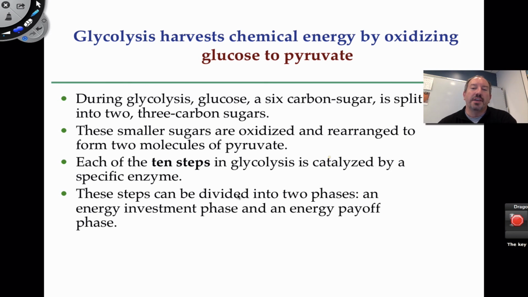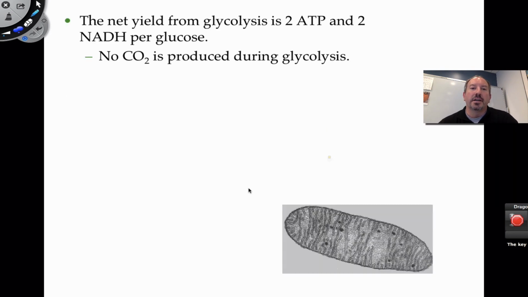And so there's two phases, energy investment and energy payoff. And there's no CO2 produced. And again, I think as a beginning student, you're like, wait a minute, I thought cell respiration was glucose plus oxygen makes carbon dioxide and water. It does, but there's no carbon dioxide being produced in glycolysis. It will be produced in the mitochondria in a separate video. And the truth is, as you saw, glucose doesn't react with oxygen. And so that's kind of a misnomer too.